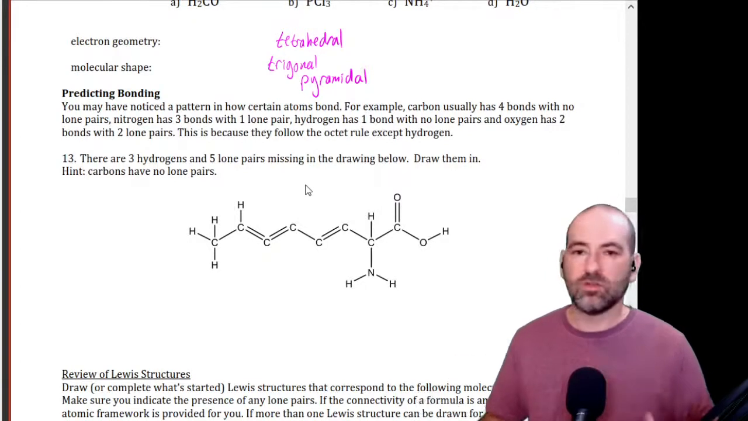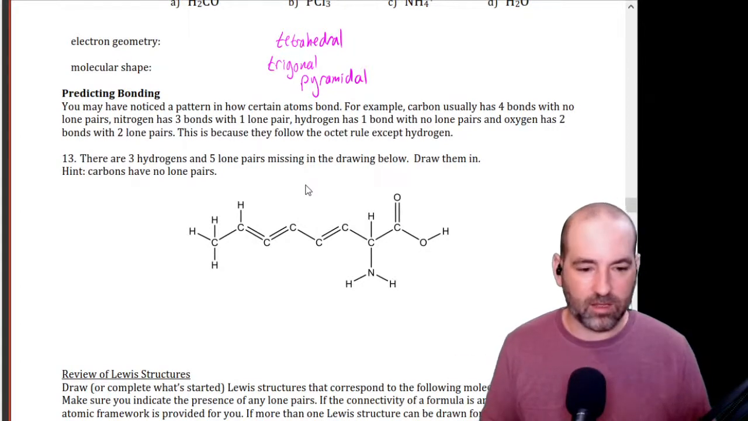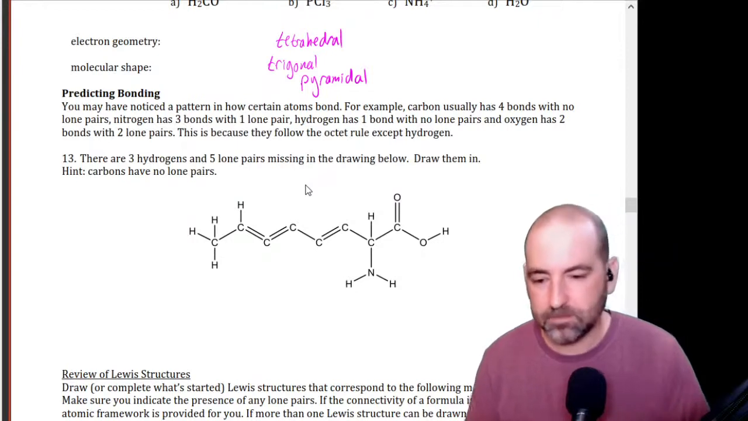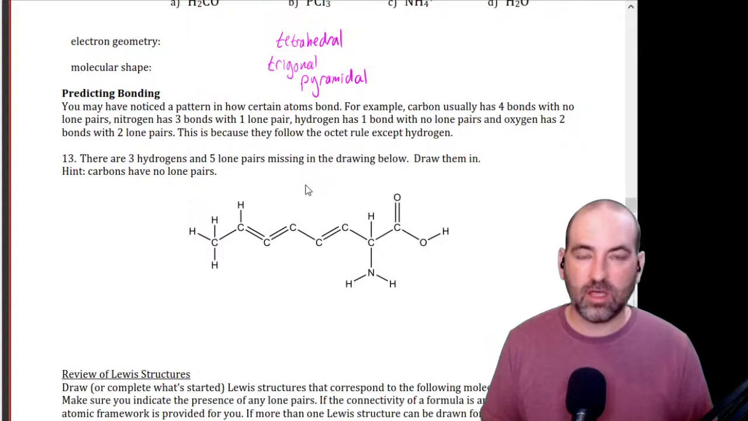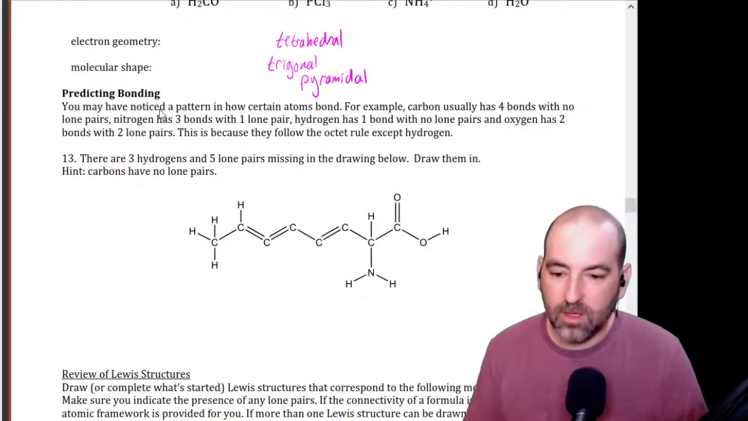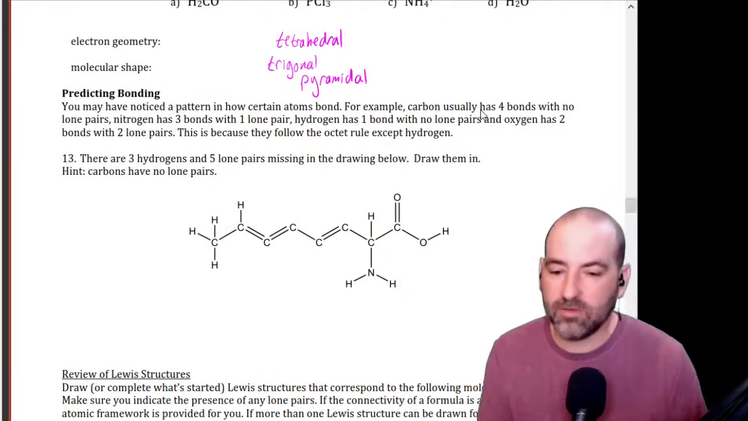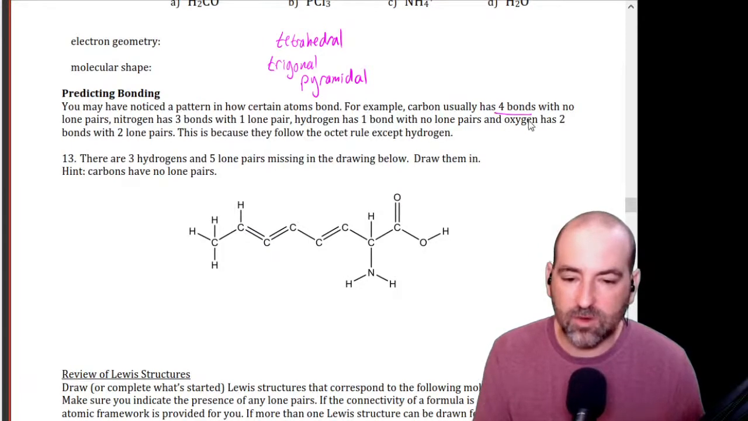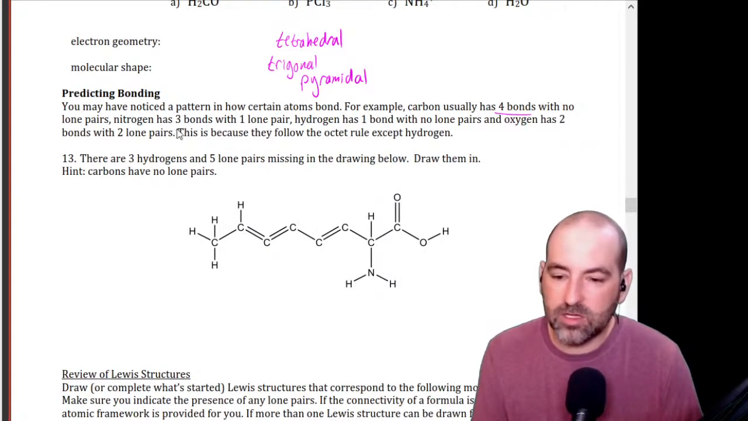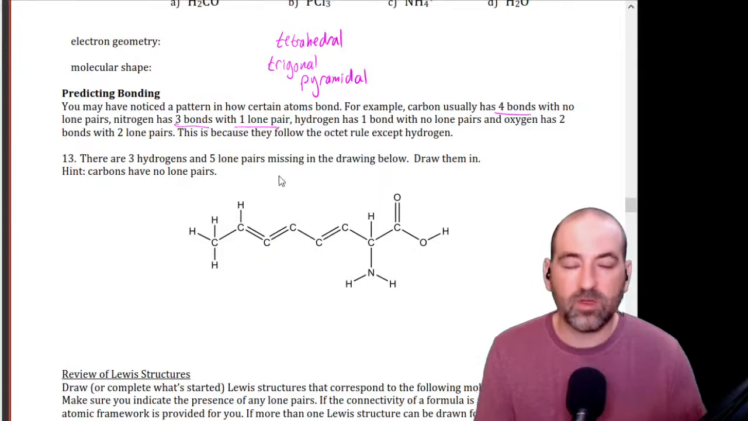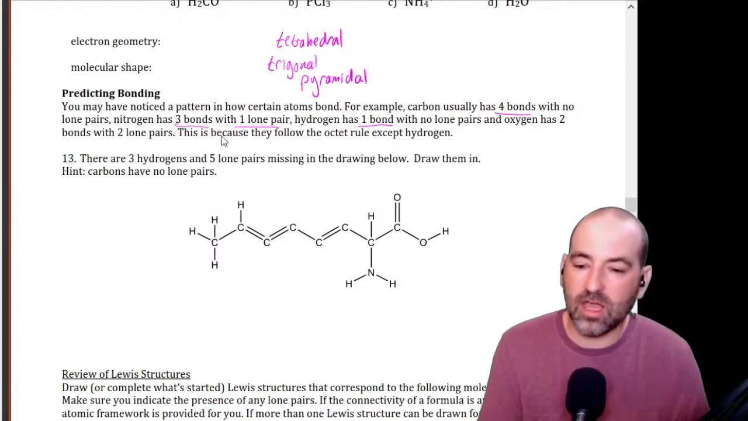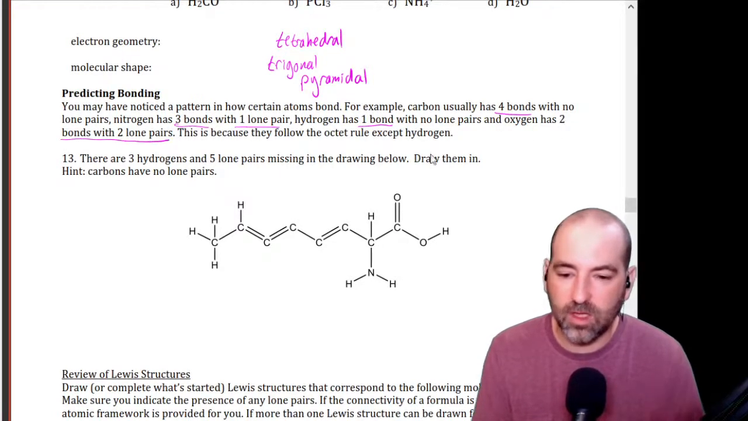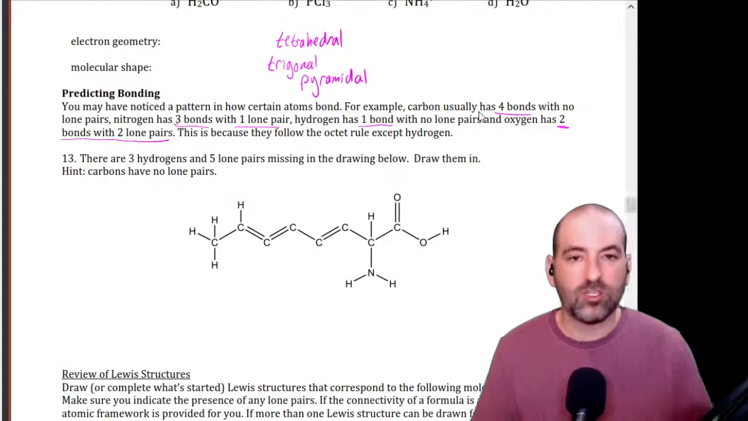The techniques that we've used only work for small molecules, very small molecules. When we get to bigger molecules, we have to make some assumptions that usually work out. And some of these patterns we talked about last time you may have noticed. Carbon usually has 4 bonds with no lone pairs. Nitrogen usually has 3 bonds with 1 lone pair. There are some exceptions, like in NH4 plus ammonium. Hydrogen usually has 1 bond with no lone pairs, and oxygen usually has 2 bonds with 2 lone pairs. Again, there are exceptions, that's why it says usually.